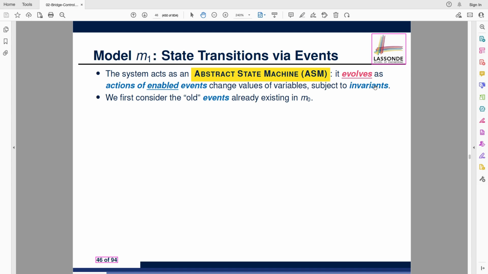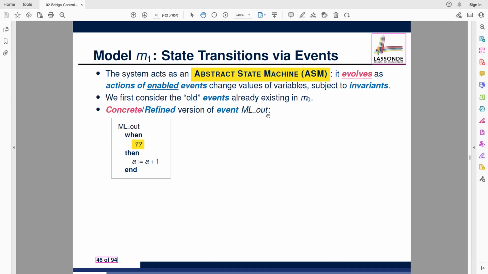Right? So here we consider all events already existing in the M0: ML out, ML in. So these are the 2 old events. And at the same time, these events should be somehow overridden. I'm just using the Java terminology because now we have different variables to really look after to make sure they update properly. So we have to update ML out and ML in. That's what we have to do. Okay, so let's talk about ML out, ML in first. We'll talk about IL in, IL out a little bit later.